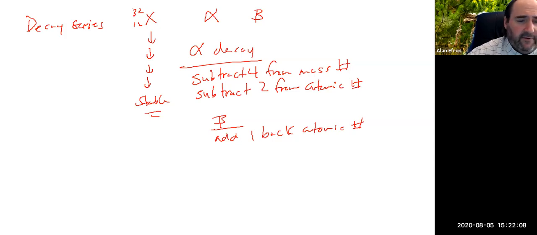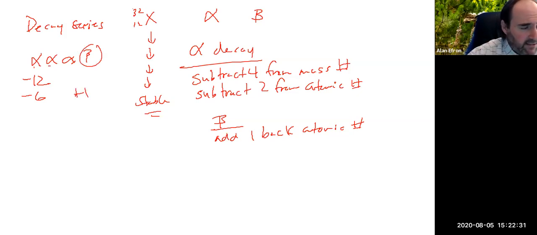So this is a way, if you're told this thing went through an alpha, alpha, alpha, beta sort of decay, you could just add them up and go, okay, I got 1, 2, 3 alphas. So for every alpha, I should subtract 4. So I should subtract 12 from the mass number. I also have 3 alphas, which means from the atomic number, I should subtract 6. And 1 beta, which means then I should add 1 back. And again, you could quickly get to the end product if those are the decay processes that are occurring.